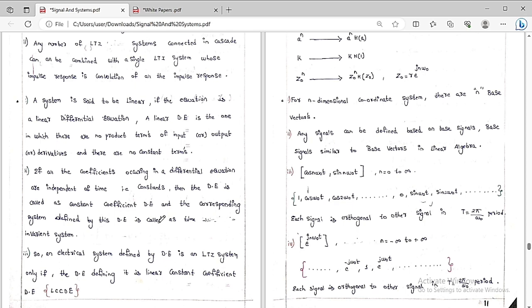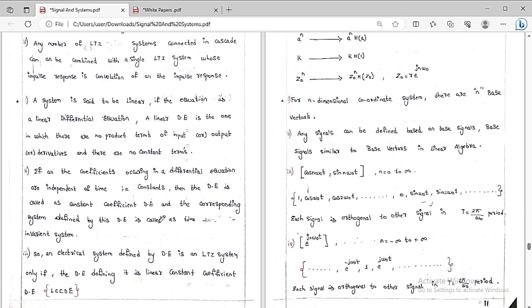And if the coefficients are constants, we can say it is a constant coefficient differential equation. Then we can say the given system is said to be a time invariant system. Suppose if the coefficients of a differential equation are varying with time, we can say it is a time variant system. If the coefficients of the differential equation are constant, then we can say it is a time invariant system. So this point you always have to keep in your mind.